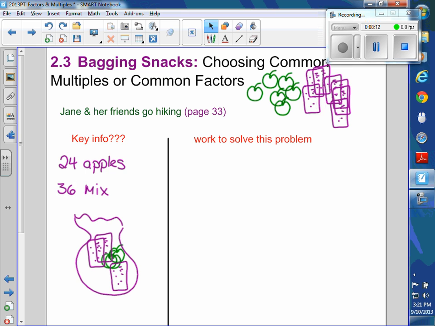Okay, so the question is, is it a multiple problem or a factor problem? Well, if it's a multiple problem, wait a minute, let's talk about that. What's wrong with that? There would be too much. The first multiple after 24 is what? 48, and we don't even have 48 apples, right? Yes. So it can't be a multiple problem like yesterday. It has to be smaller than 36 and 24. Yes. It has to be smaller than the numbers, and the numbers that are smaller are factors. Okay? Does that make sense? Good job.